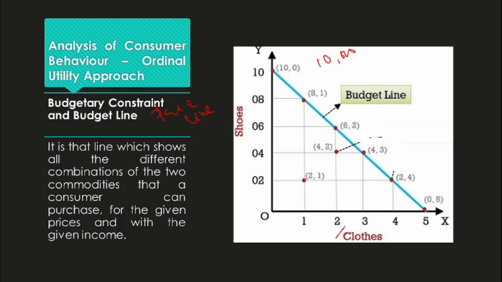In this case, we have the second commodity as clothes. So we get a point here on the y-axis that is 10, 0, meaning 10 units of shoes and 0 units of clothes, because his income has been exhausted. That is why we call it a budgetary constraint, because you are always limited by your money income. Money income will be limited, or constant, for a period of time. You do not have all the money in the world with you to spend.